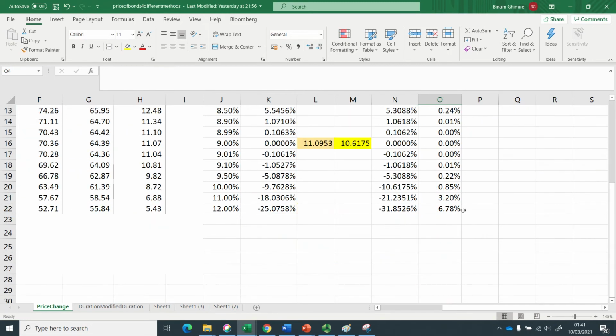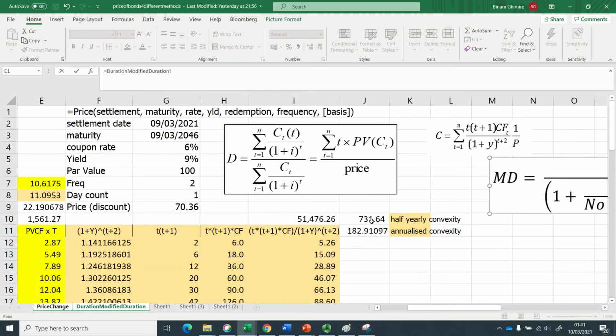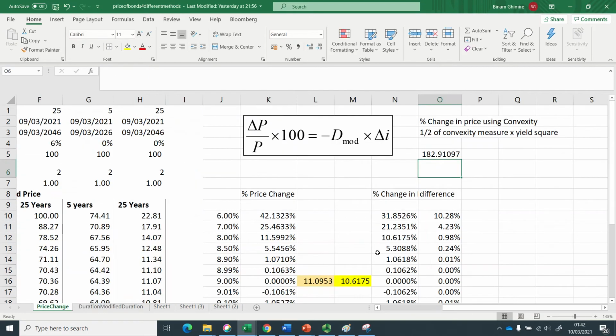So let us do that. Half of convexity measure times yield square. So you know the convexity measure that you found is in this worksheet, and we found this number, 182.91097. What we will do next is divide it by 2, and that way it will be half, and then we'll also multiply it by the yield square.